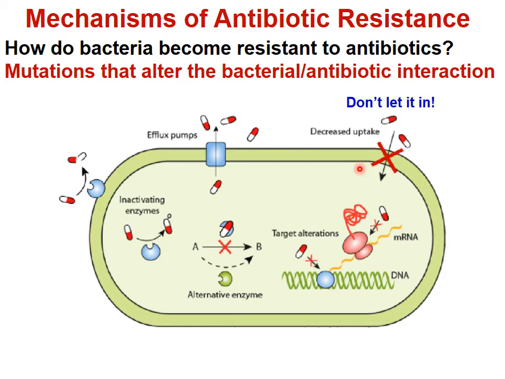The first one that we're going to talk about is decreased uptake. Simply, the bacteria does not let the antibiotic in. It changes either its membrane or receptors on the surface of the cell, and the antibiotic does not get into the cell. The antibiotics are shown here by these little red and white pills. Other ways that it can become resistant is if it does get in, they have efflux pumps, which can then basically pump it out of the cell. So they just get rid of it. It enters the cell, and then they can get rid of it.